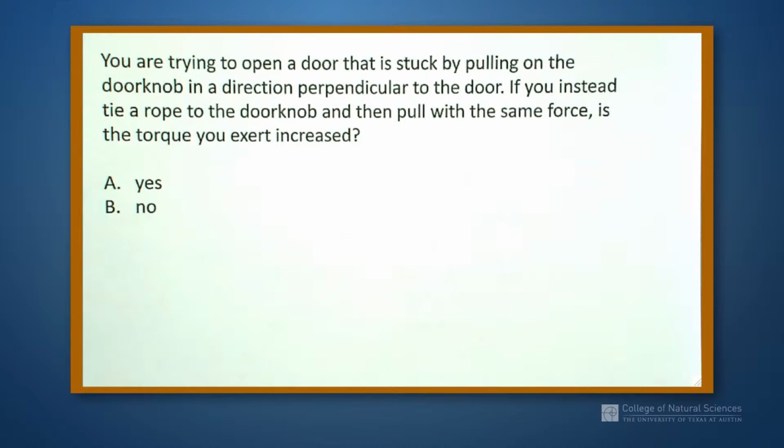Okay, let's look at this problem together. A little bit tricky, and a lot of people guess the wrong answer. Well, let's work through the math and see what happens. So the problem says that we're trying to open a door that's stuck by pulling on the doorknob in a direction perpendicular to the door.